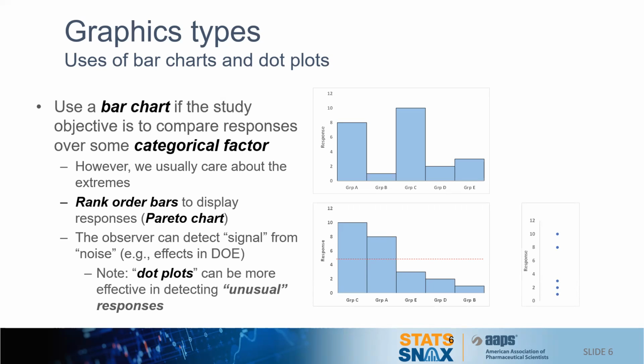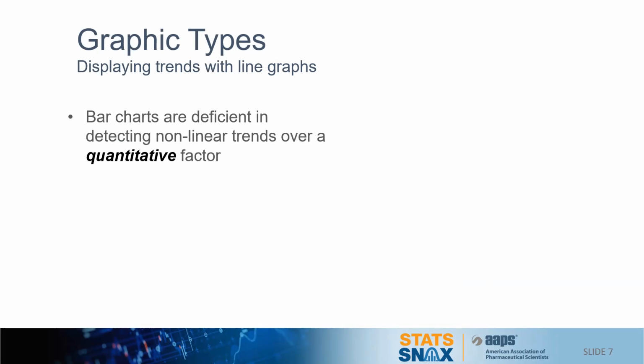Now note, we could also, as we did before, use a dot plot to look at the data and determine which groups, if any, stand out from the rest. And this dot plot shows, as before, that groups C and A stand out or appear almost as an outlier from the distribution of the rest of the groups.